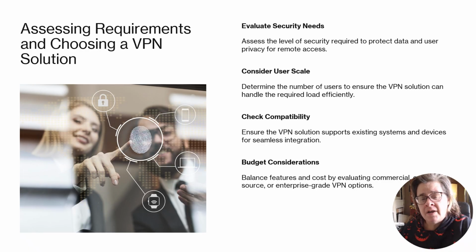Evaluate security needs. Use user scale, compatibility, and budget. That's the big one, budget, to choose the appropriate VPN type, whether commercial, open source, or enterprise grade, tailored for remote access requirements. And look, you need to also talk to the users in a company to find out what they can use and what's going to be easiest to set up for them.